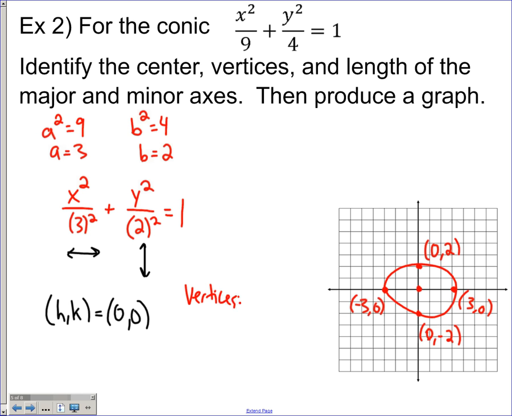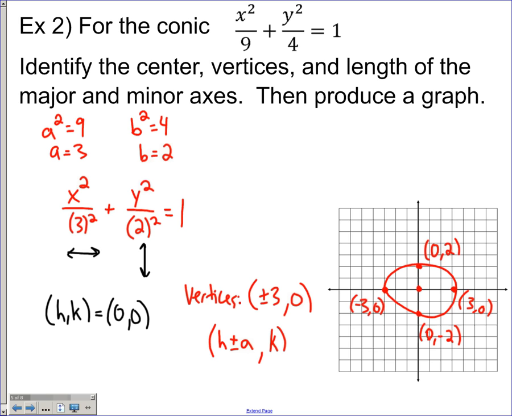So noticing on our graph that our vertices are plus or minus 3 and 0. And really what you do to find these is you take your h value and you add and subtract your a value. And then you put your k value as your y value. So that's sort of the formula we could use. Well, h is 0, a is 3, k is 0, and that would give us our vertices. Now, if our vertices were vertically oriented, we'd have plus or minus a with the k term instead of the h term.